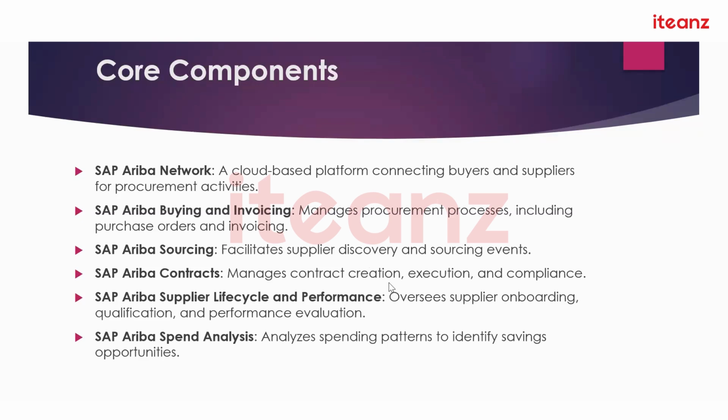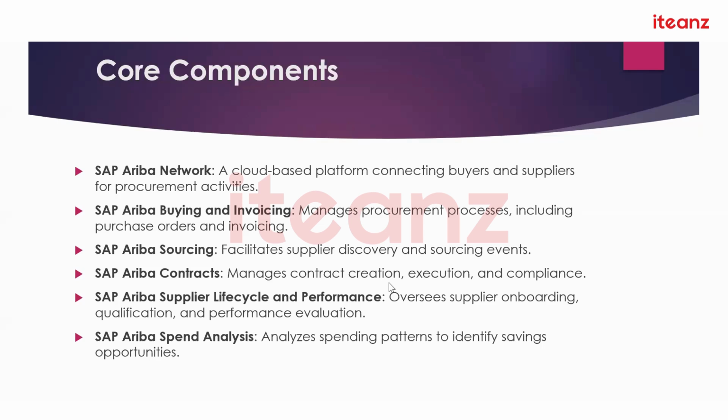Suppose in the procurement process in Ariba Buying, we will create the PR. The PR will go to the AN network, and we will receive the purchase order, and we'll send that purchase order to AN network for the supplier. The procurement management process, everything is done in the buying and invoicing in P2P.